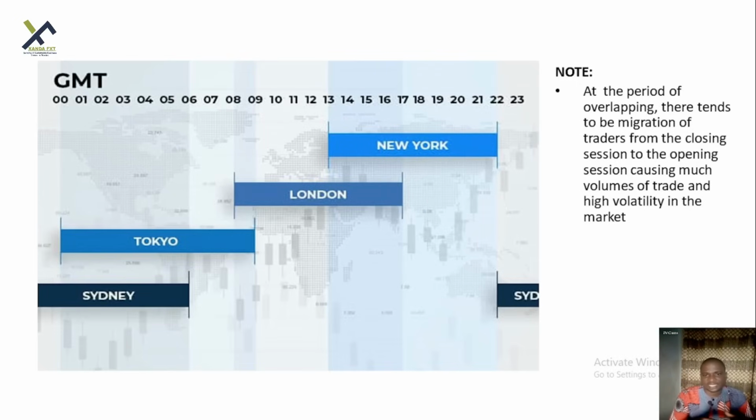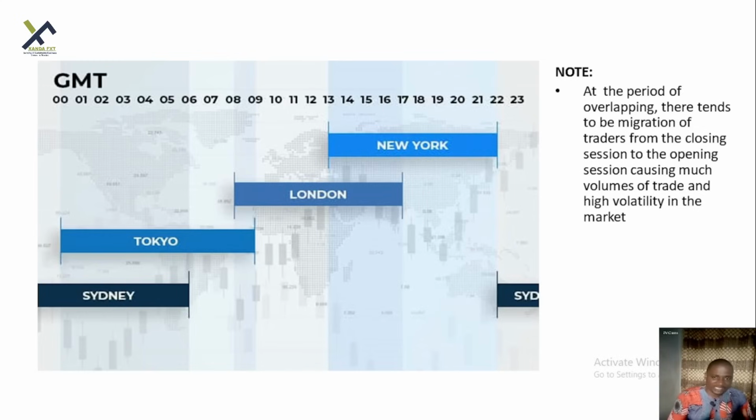If you look at the chart here, you discover that the first trading session that opens the market is the Sydney session. The Sydney session opens the market at 22:00 GMT+1 and runs through 6:00 AM GMT+1. Then after that, the Tokyo session opens at 00:00 GMT+1 and runs through 09:00 AM GMT+1. While the Sydney session is coming to an end, the Tokyo session has already started.